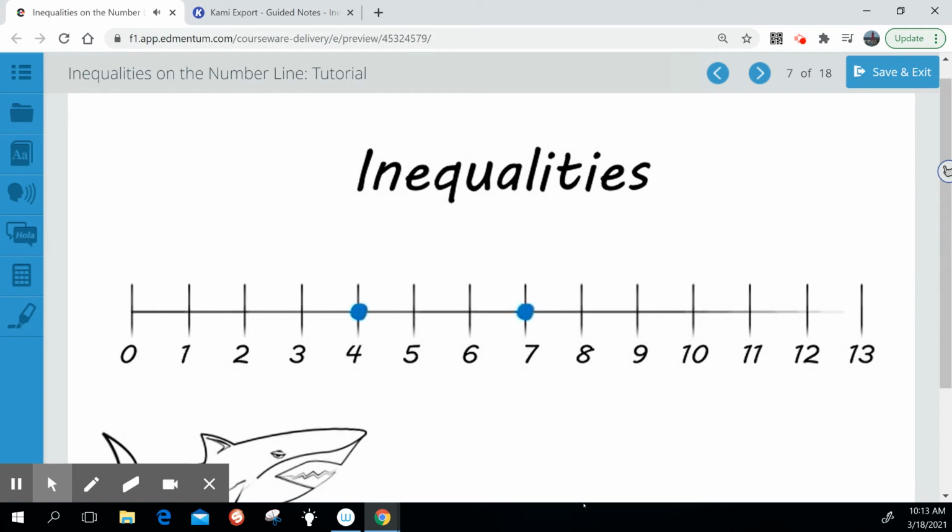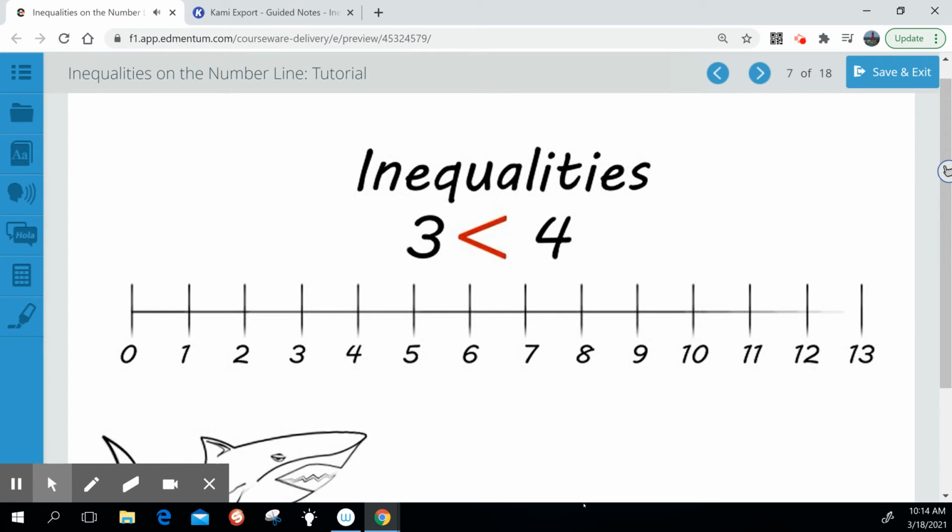4 is less than 7. 5 is less than 9. And 8, you guessed it, is less than 12. Let's look at an inequality to see if we can relate the inequality to the position on a number line without graphing them first. Let's look at the inequality 3 is less than 4. The inequality opens up to the 4, so 4 is larger than 3. This means that 3 is to the left of 4 on the number line.